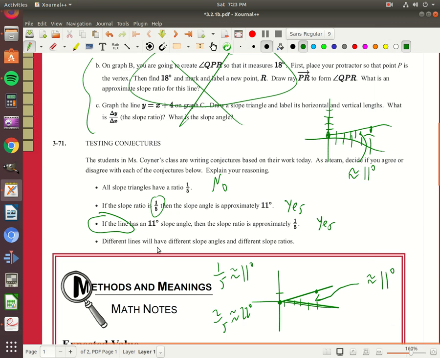All right, so different lines will have different slope angles and different slope ratios. I think that's a yes. I'm not really sure. Different lines, well, some might be the same and some might be different, but on the whole, I guess there are different slope angles and different slope ratios, but the slope angles and slope ratios always go together. So I'm not sure if I'm misreading this question or not, but ultimately that's my point.